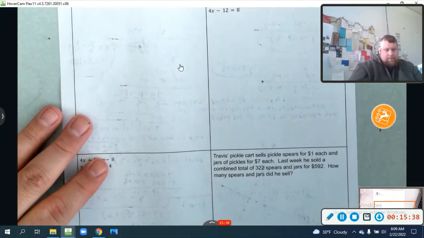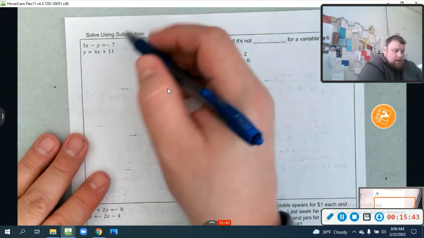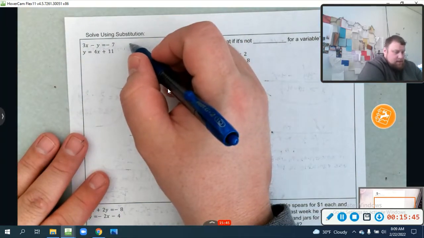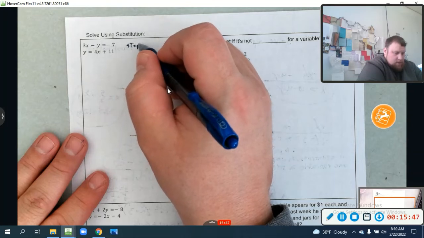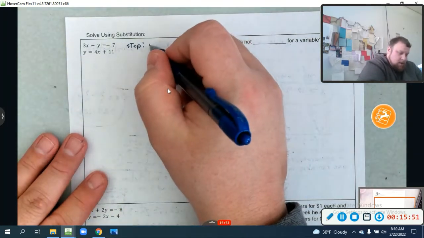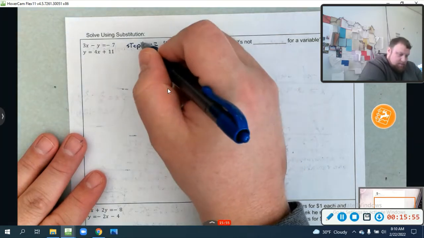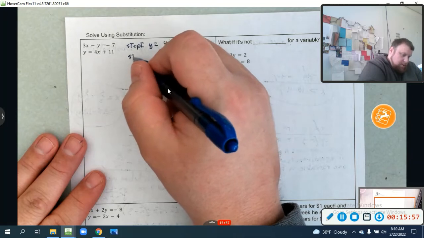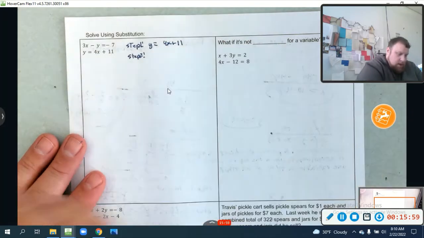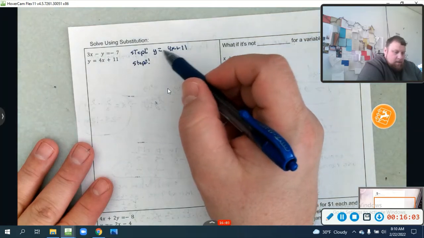Do this more. Again, on this one, step 1 tells us to solve for at least one variable, right? Well, we've already done that. We have y equals 4x plus 11. That's already done. So then we're on to step 2. What does step 2 say to do? It says to plug this in for y.